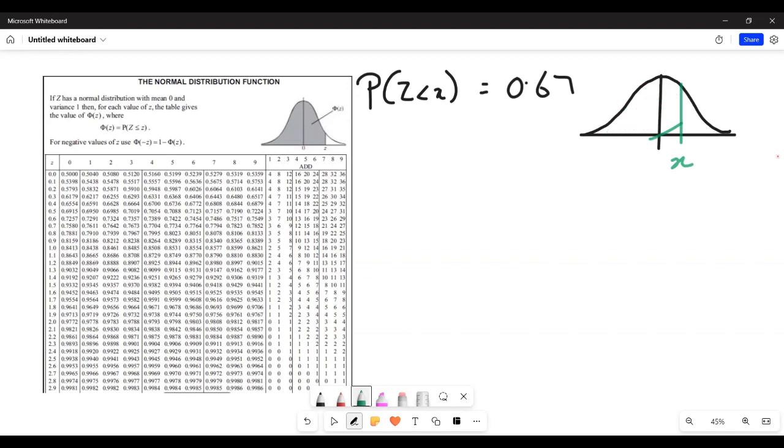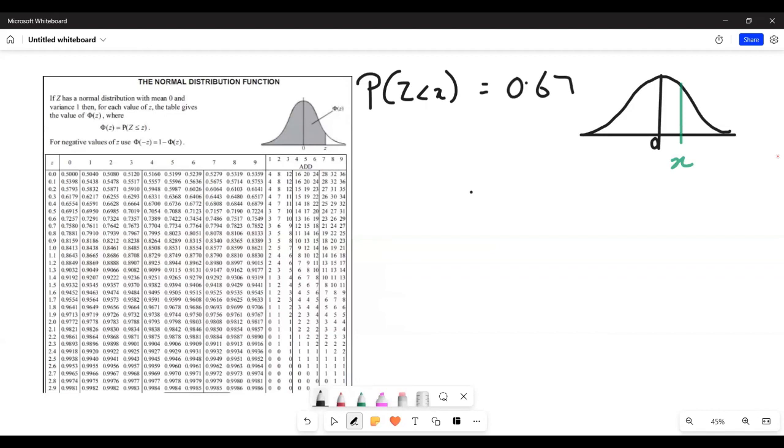Why am I saying that? Because I know that this is 0.5 probability. This is half of the curve. This is half of the area under the curve. So that's 0.5. So if it's 0.67, then it has to be towards the right of 0. We have 0 over here. Remember, the mean is 0. So x is some positive value. All right, now let's use the table and find that value.